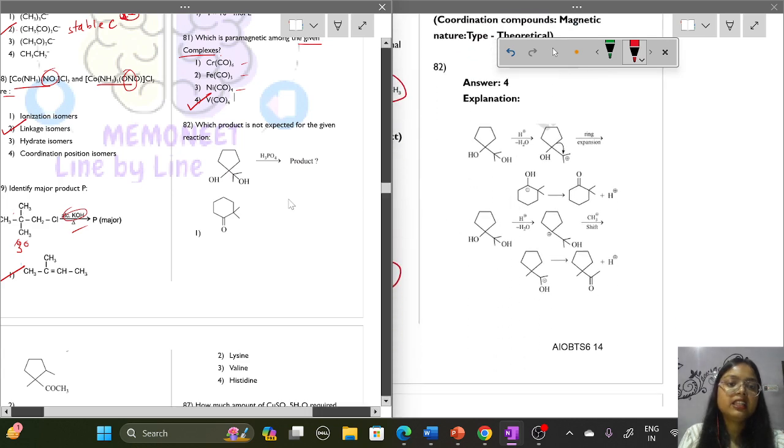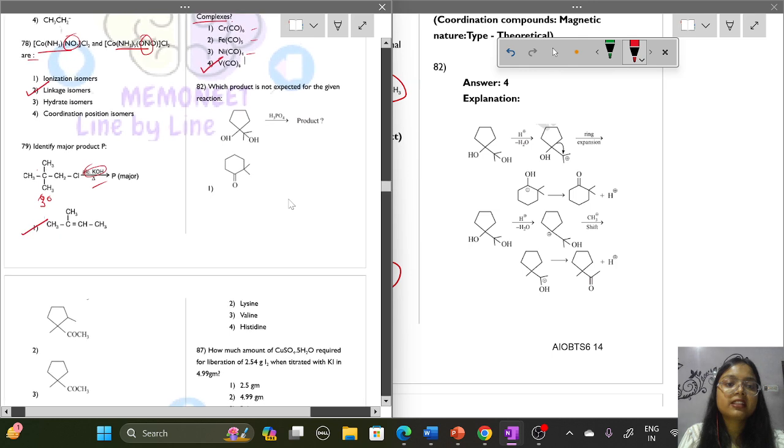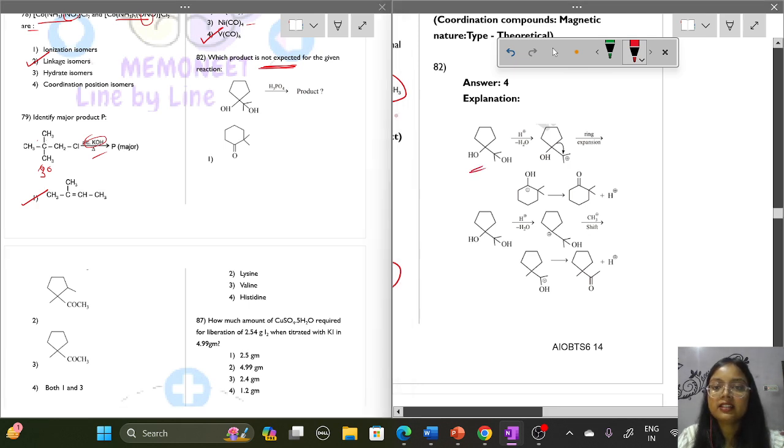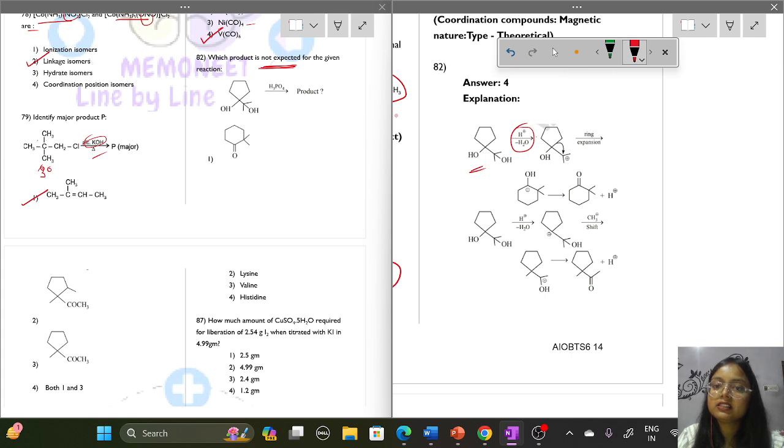Next is question number 82. Which of the following is not expected for the given reaction? So this is the reactant. On hydrolysis, what will happen? The OH is removed from here and a positive charge is developed. Then ring expansion happens, the ring is expanded and a 6 carbon compound is formed. Then this OH undergoes tautomerism and this is the product we obtain.